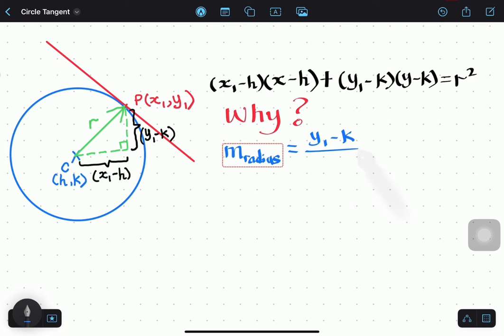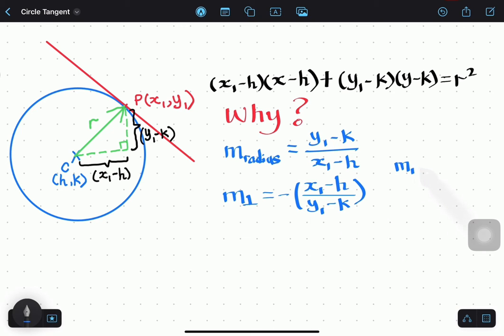First, my m radius is y2 minus y1, so it's y1 minus k over x1 minus h. This is my radius gradient. It's a no-brainer. If you have no idea why, then probably you need to watch another video to explain that. So my m tangent will be negative 1 over m radius. I just swap the denominator to the numerator, simply because m1 times m2 is always -1.